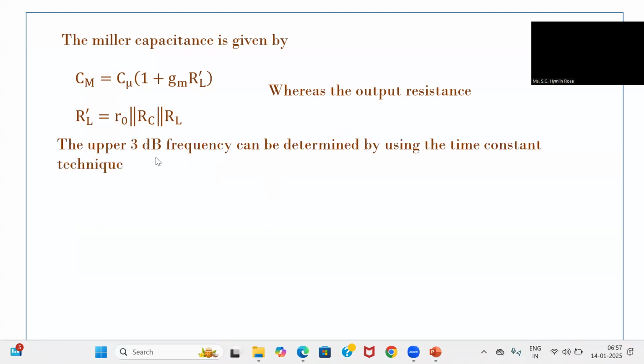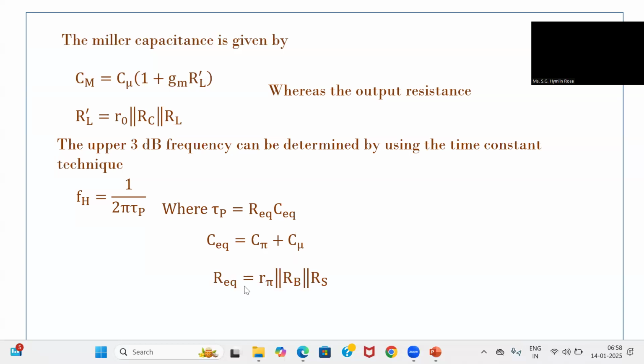Now the upper 3 dB frequency can be determined by using the time constant technique: 1 by 2 pi tau. What is the time constant? R into C, that is R equivalent into C equivalent. C equivalent includes the effect of the internal capacitances C pi and C mu. And what is R equivalent? On the input side, it is R pi parallel RB parallel RS. You have R pi, and R1 parallel R2 is RB, then the source resistance RS. All combined together give you R equivalent.